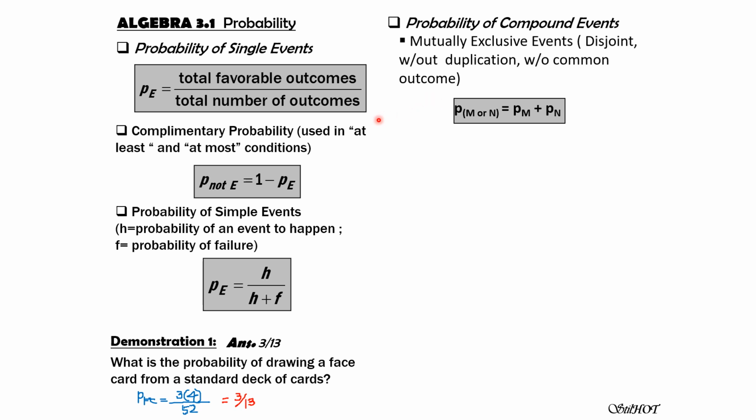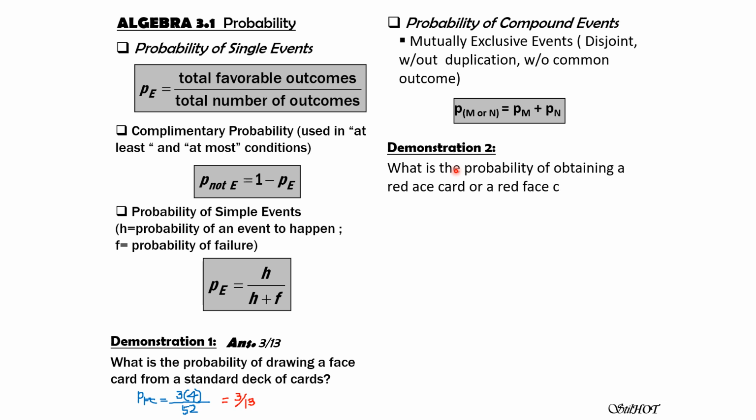This is interpreted as the probability that event M will occur plus the probability that event N will occur, because there's no duplication. Event M cannot also be event N. As a demonstration, let's have this problem. What is the probability of obtaining a red ace card or a red face card from a standard deck of cards? There's no duplication because an ace card cannot be a face card.